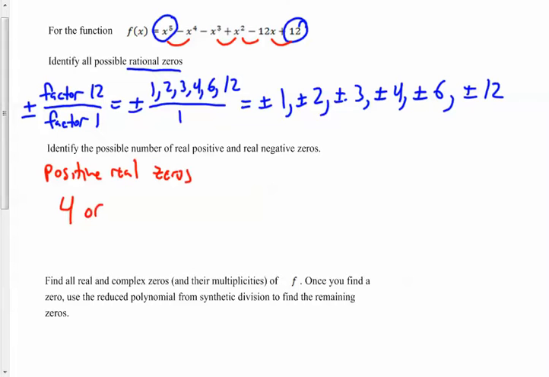So we could either have 4, that's the maximum, or we could have 2 positive and 2 complex, or we could have 0 positive and 4 complex. So it's either 4 or 2 or 0 for these positive roots.